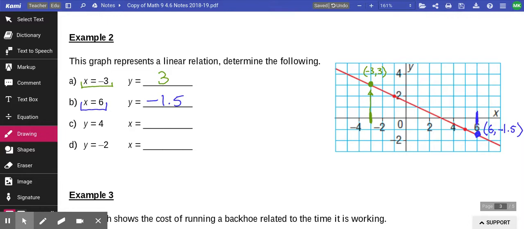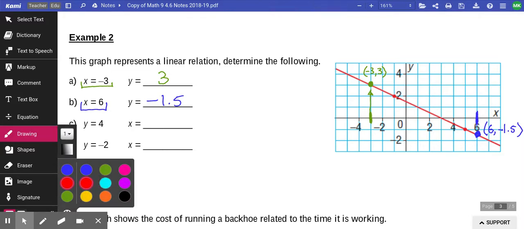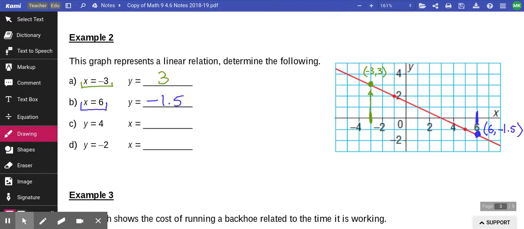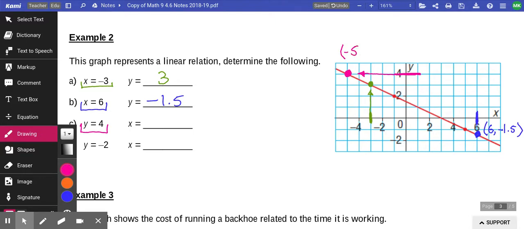You could do it the other way too. So they could give you an output or a y value, and you could look for your input, your x value. Let me do this one in purple. So now they've said y equals 4. So that means somewhere on your graph, you're going to look for y equals 4. It's right here, that purple line. This time, instead of going up or down, you're going to go left or right because you're looking for an x value. And x values go left or right. So this time, I'm going to go to the left until I hit my line. And I hit my line right there. That point is at -5, 4, which means my x value is -5.